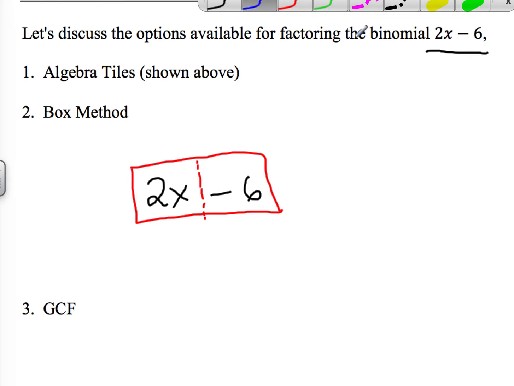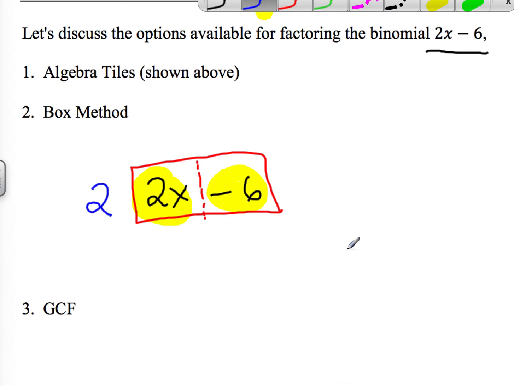Okay, now what do I do? The ultimate goal is to see what are the two things we multiplied together to get what's inside these boxes. So I'll think about what's the greatest common factor that these two things share. Looking at 2x and negative 6, I think they share a greatest common factor of 2. So we'll pull out a 2 to the side here.